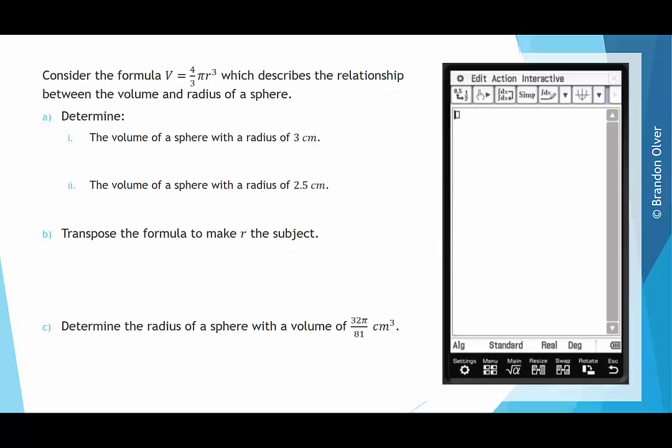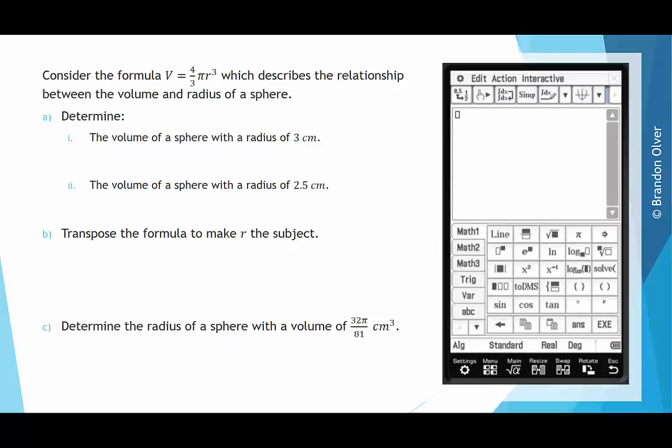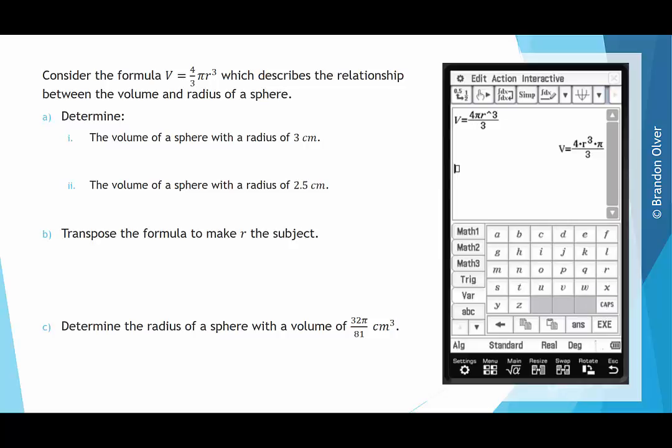What we want to do next is hit the keyboard button to bring up the hard keypad, and we want to enter the formula that we've been given. So using variables and caps lock, we can get our capital V for volume, and that's going to equal, so we use the equal symbol on the hard keypad, 4 divided by 3, and then I'm going to put all the multiplication up on the top line. So 4 times pi times, and again we use the variables r in lowercase, to the power of 3, and that's going to be our formula that we're going to use.